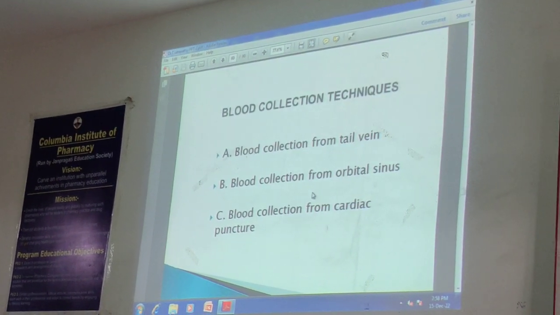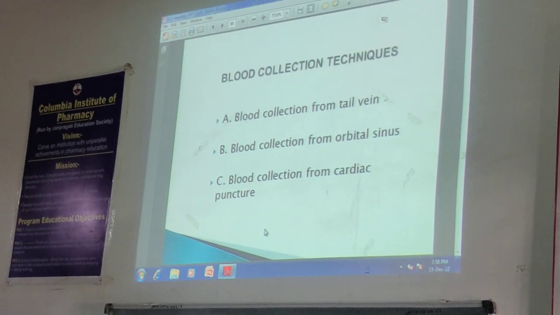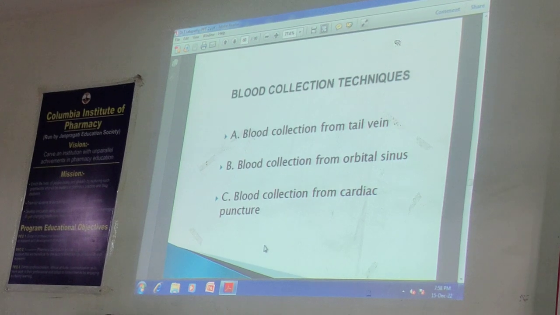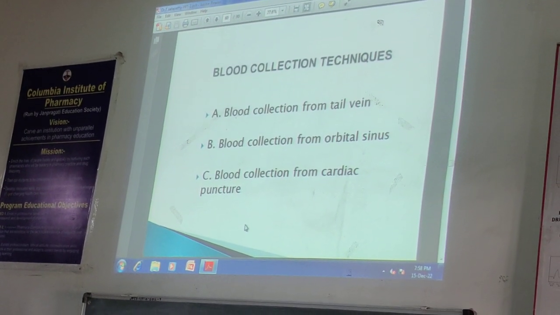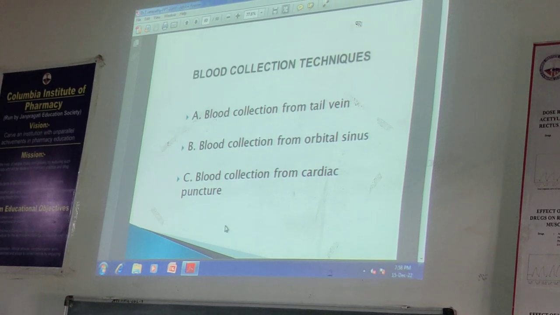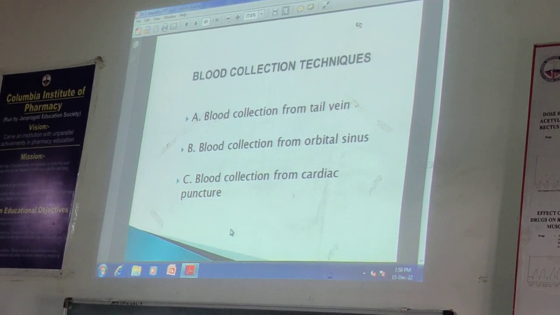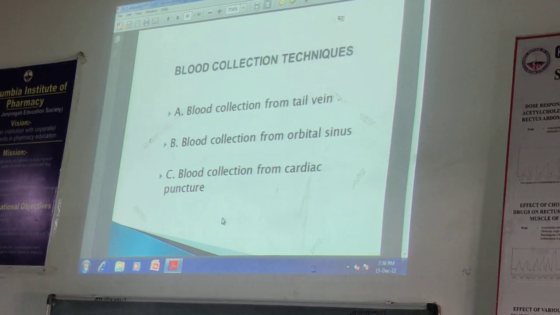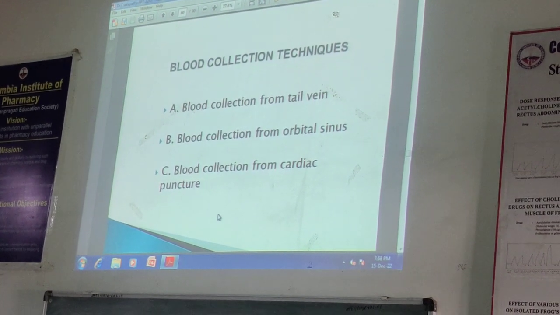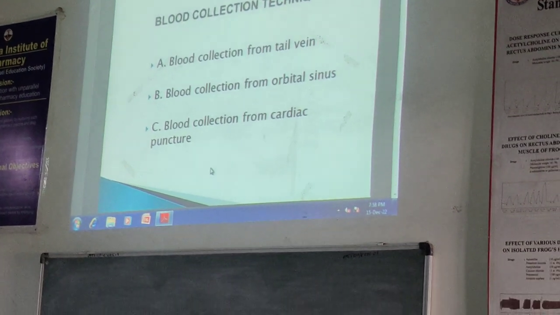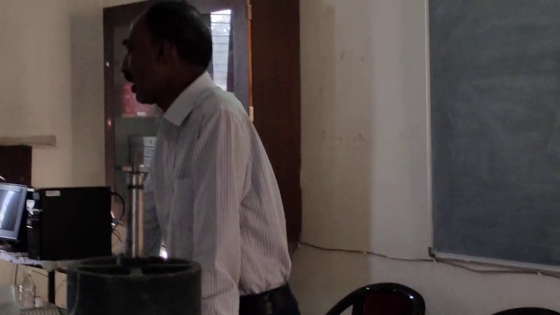Next, the blood collection technique. Blood is generally required for hematological estimation after administering different kinds of drugs and test substances. There are many methods, but an easy and convenient method is the retro-orbital plexus, by inserting a capillary into the retro-orbital plexus. Some researchers also claim that the tail vein is convenient, but according to my knowledge and practice, collection from the tail vein is very difficult, and you cannot collect an adequate quantity of blood from the tail vein itself.